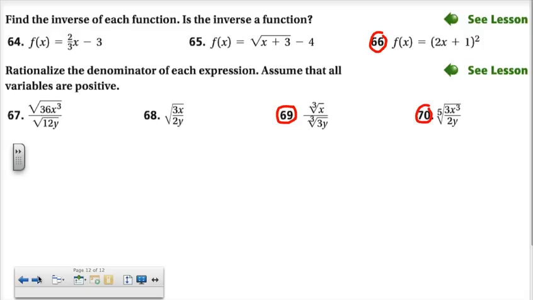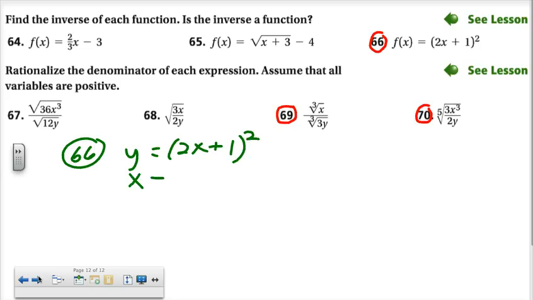Then number 66, we are going to find the inverse and answer the question, is it a function? So first thing you do is you change that f of x to a y, because f of x is our fancy notation for functions, but it's just output. That's all it is. So now I'm going to switch the x and the y because that is the first step in finding an inverse. And now I want to solve for y.